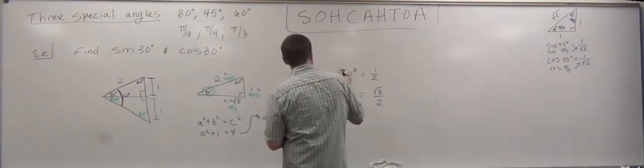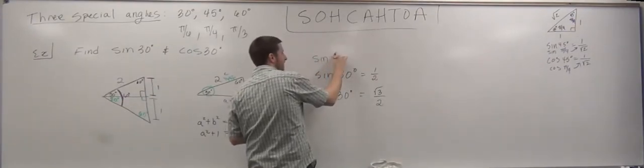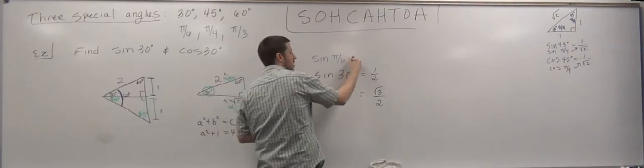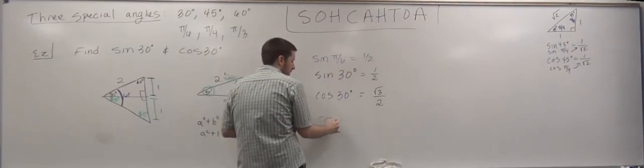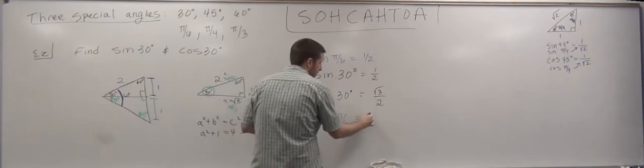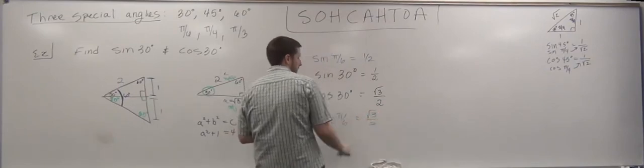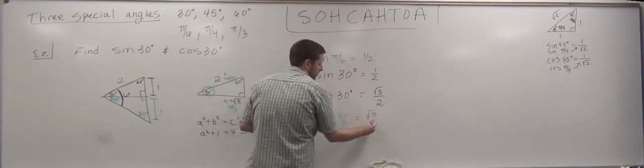And if you want to do the radian counterpart, this would tell you that sine of pi over 6 is also equal to 1/2, because pi over 6 and 30 are the same thing. Cosine of pi over 6 is also equal to root 3 over 2, because pi over 6 and 30 are the same.